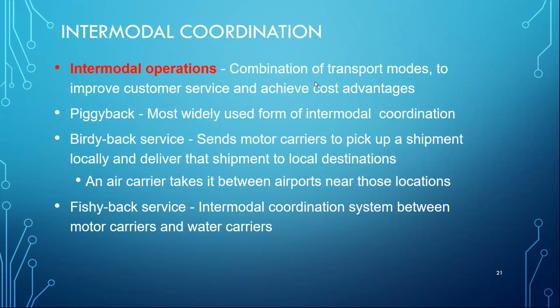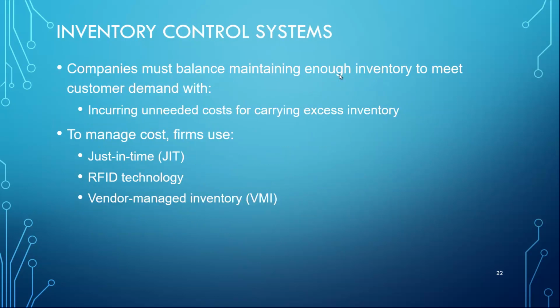Transporters send motor carriers to pick up a shipment locally and deliver that shipment to a local destination, while an air carrier takes it between airports near these locations. And the fishy-back service, which is an intermodal coordination system between motor carriers and water carriers.